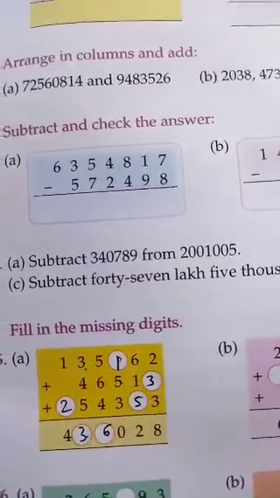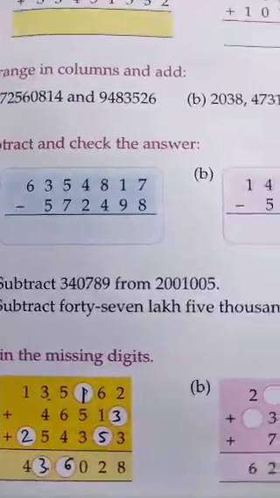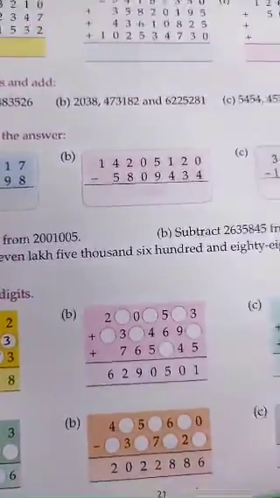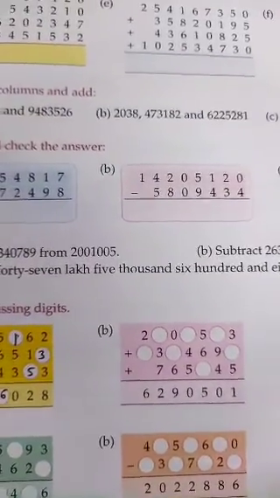Like this way you have to fill the missing digits by seeing what has to come here. So in the fifth question, all parts are the same. Do it on your own.